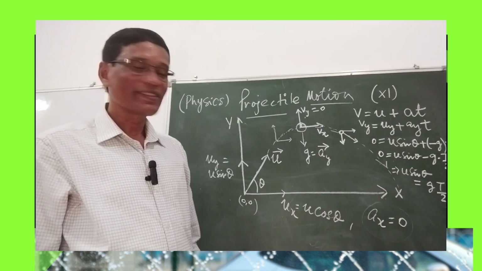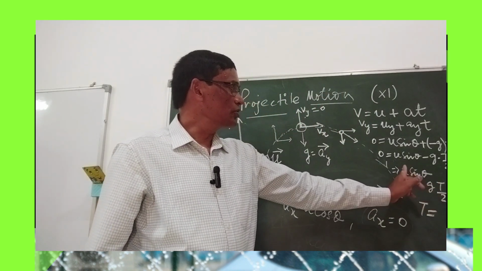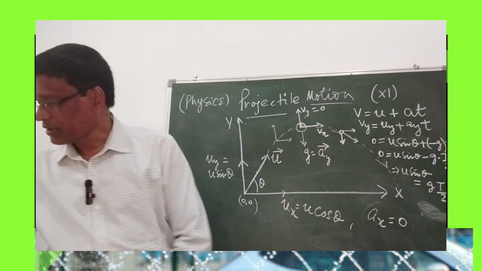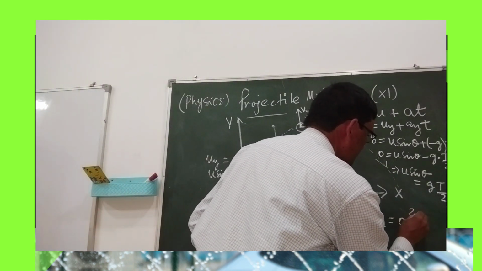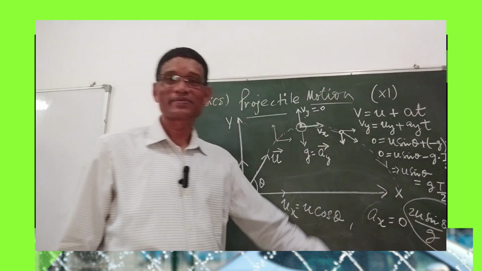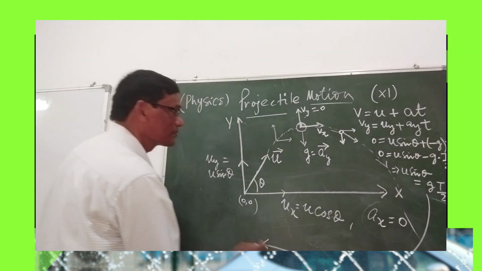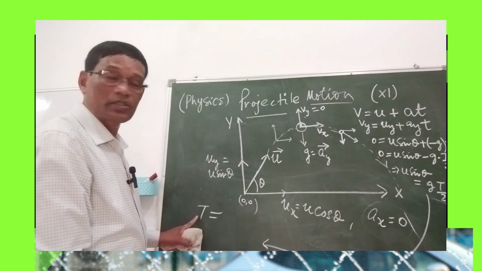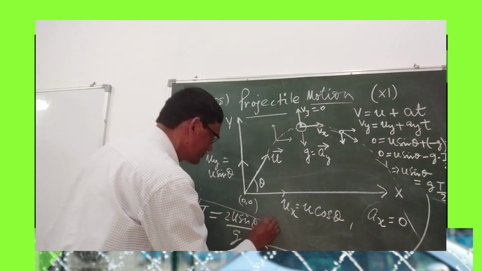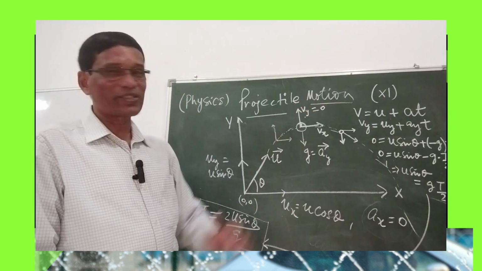And what is the time of flight? The time of flight will be 2u sin theta upon g. 2u sin theta upon g will be your time of flight. Not clear? Let me write. The time period T will be 2u sin theta upon g. So this will be your easiest derivation of the time of flight for the projectile.